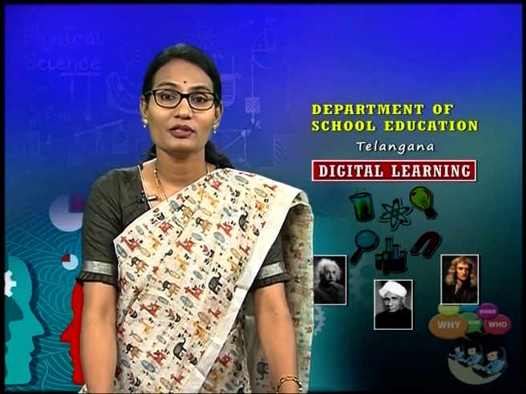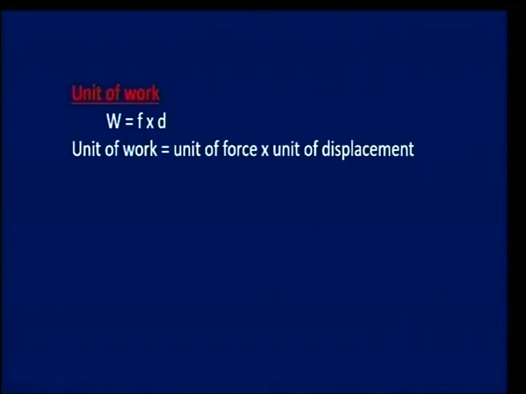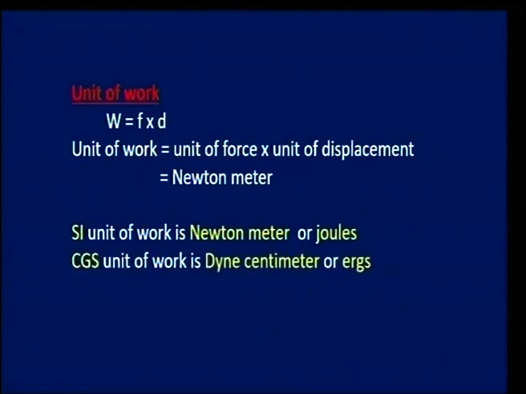Okay, what are the units of work done? Let us try to derive from the equation. We have the formula work done W = F × d. Unit of work equals unit of force into unit of displacement. That is Newton into meter, Newton meter. So now we can say that the SI unit of work is Newton meter or joules, and CGS unit of work done is dyne centimeter or ergs.